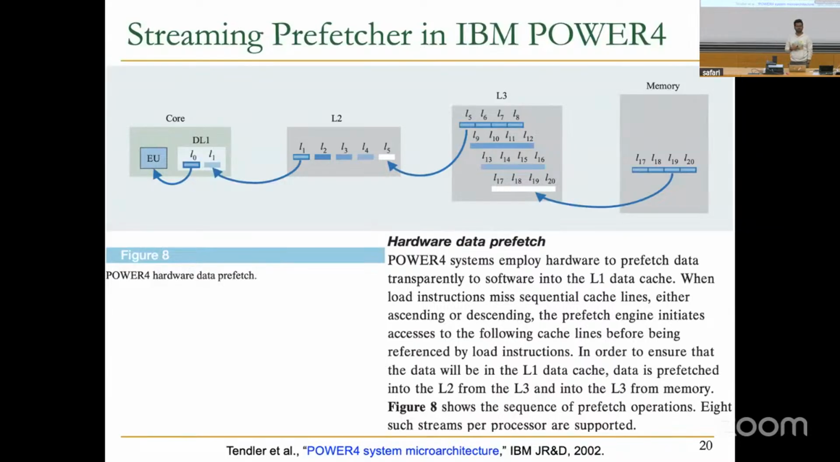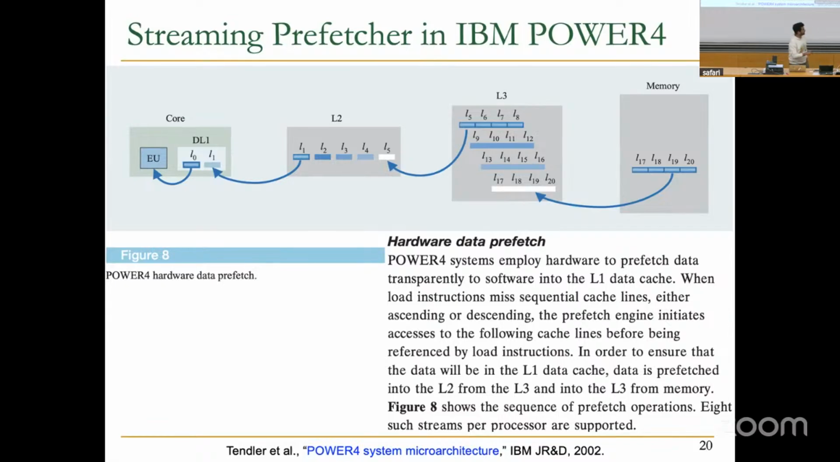How many of you know that IBM has a Power series processor? Anyone? Okay, I can see one hand over here. So these processors are kind of a user-grade processor. At some point, Apple used to have their MacBooks using IBM Power processors, and then they switched to Intel as their processor vendor, and now they're designing their own chips. Okay, so this is one example of prefetching in the IBM Power 4 processor.